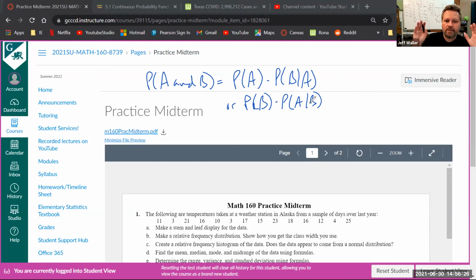If they're independent, then this piece becomes easier. That's all. Do you guys understand what I just said? Just plug that in where the probability of A and B is in the formula for the probability of A given B.